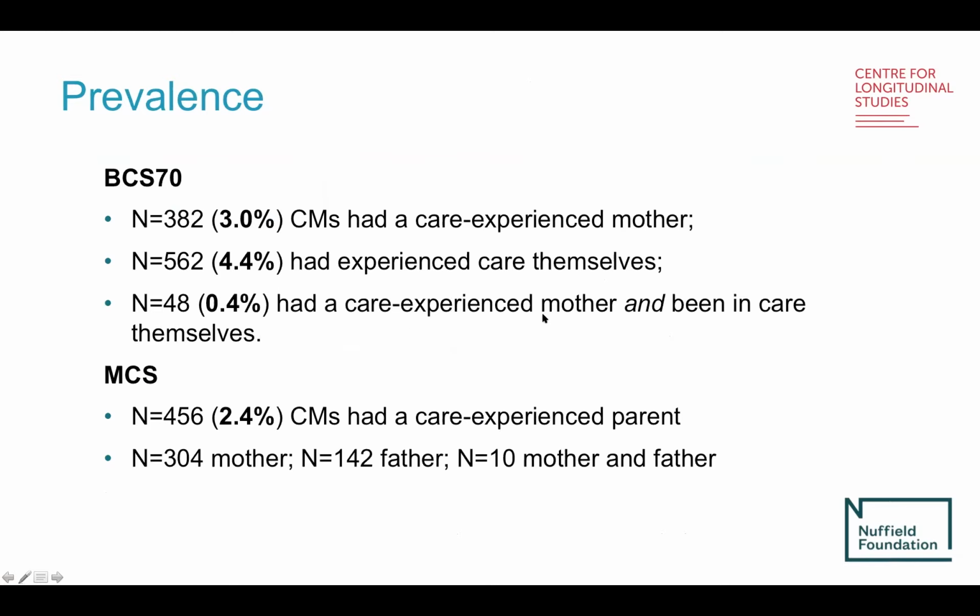In terms of prevalence, in BCS 70, 3% of cohort members had a care experienced mother, so 382. More, 562, had experienced care themselves, with a very small minority of just 48 who had a mother who had been in care and had also been in care themselves. In the Millennium Cohort, we have 2.4% of cohort members with a care experienced parent. In this study, we also know whether it was the mother or the father who had been in care. This is something we want to utilise as the project goes forward to see whether there's a differential impact on child outcomes depending on whether it was the mother or the father who has been in care.